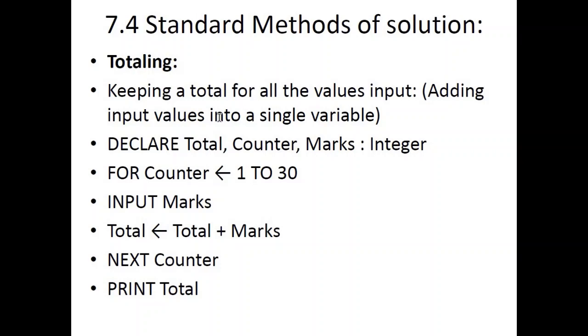How would you write a pseudocode for totaling? Basically, whenever the examiner asks the question, then you don't just have to give explanation, you have to give 2 or 3 lines of code as well, means pseudocode as well, in order to score the complete 4 marks. So this is how you would write: declare total, counter, marks as integer. For counter 1 to 30, or it can be 1 to 10, 1 to 20, 1 to 50, whatever you're comfortable with. This is just an exemplary code. Input marks, total equals to total plus marks. Next counter, print total. That's it.